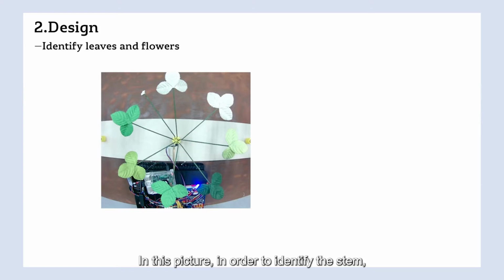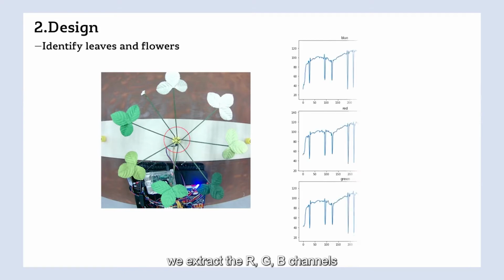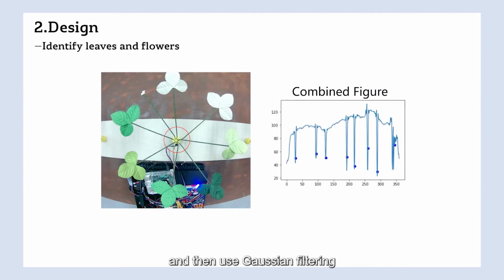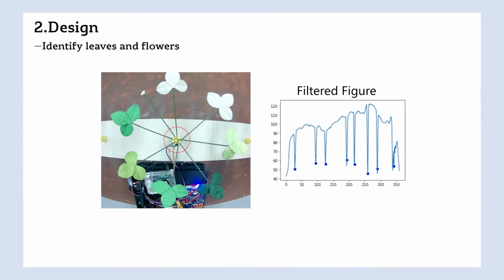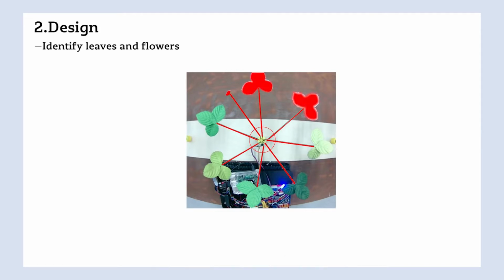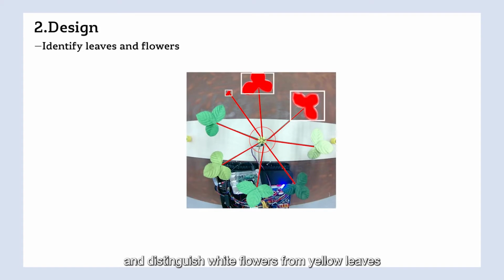In this picture, in order to identify the stem, we separate RGB channels around the center of the plant and then use Gaussian filtering to get the direction of the stem. Then for each stem, we fit a path based on the color and climb in that direction to find the end of the stem. We take a small area a little farther from the end, judge its color to exclude green leaves, and distinguish white flowers from yellow leaves based on the size of the connected domain.